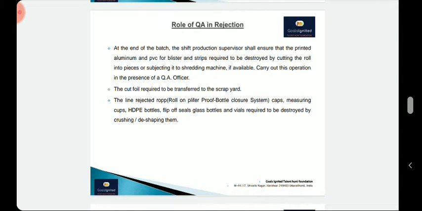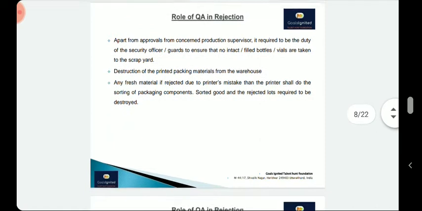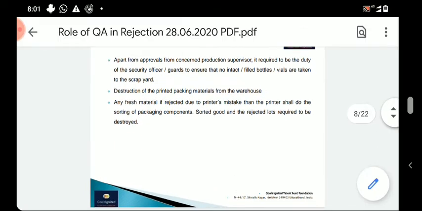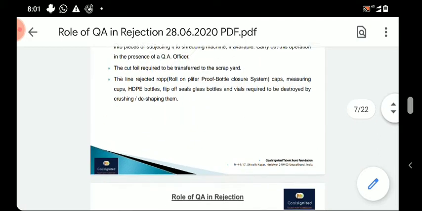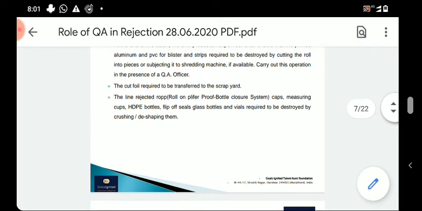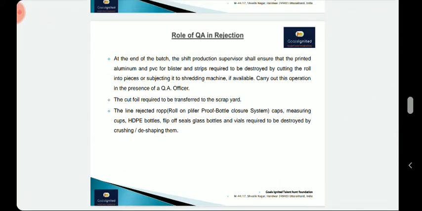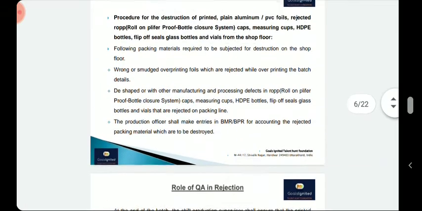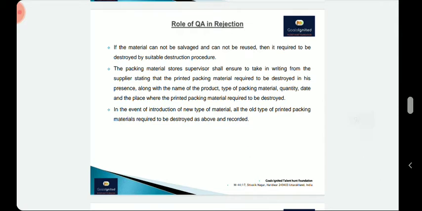So if the material cannot be salvaged and cannot be reused, then it is required to be destroyed by a suitable destruction procedure. The packing material store supervisor shall ensure to take in writing from the supplier stating that the printed packaging material is required to be destroyed in the presence of, along with the name of the product, type of packing material, quantity, date and place where the printed packing material is required to be destroyed. So it is basically the requirement of how to handle the rejection in the pharma plant.